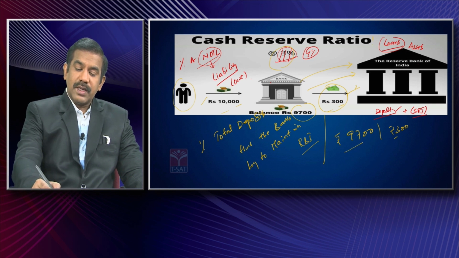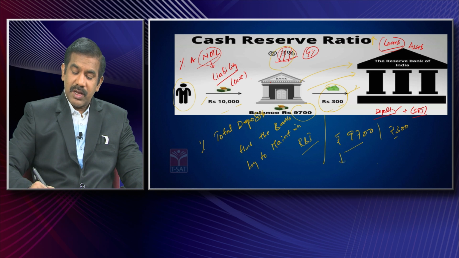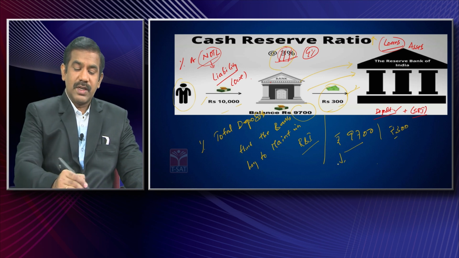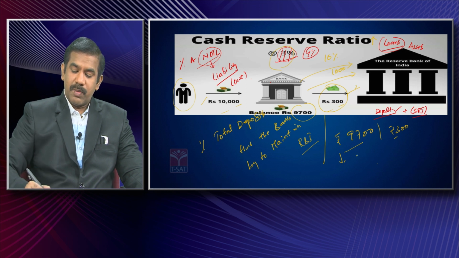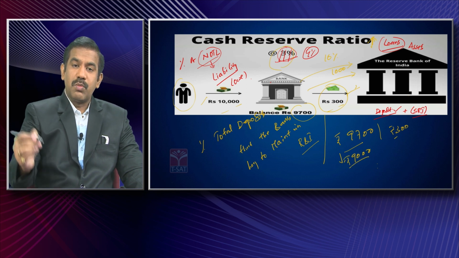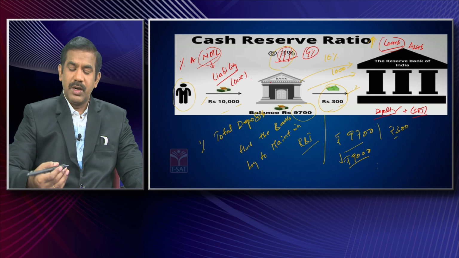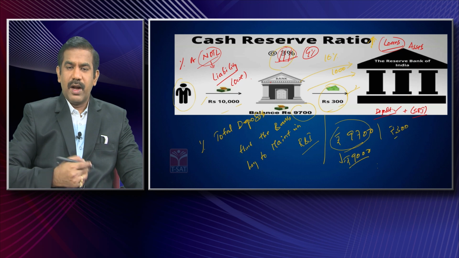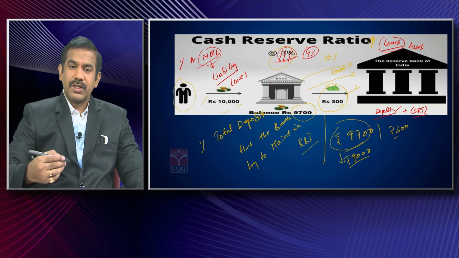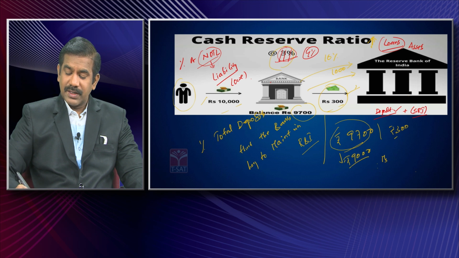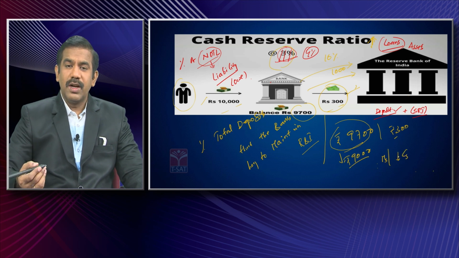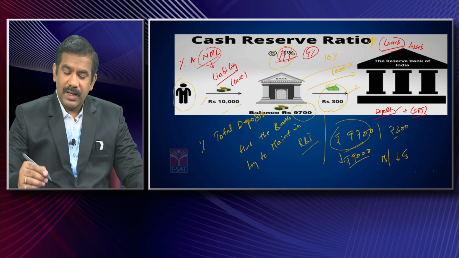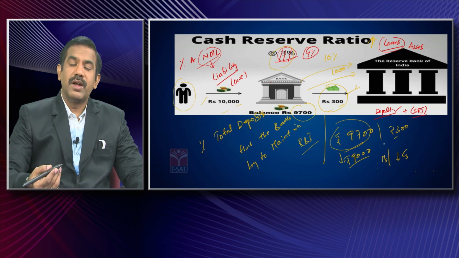So the higher the CRR, the less money the bank has to lend, isn't it? If the CRR is 10%, the bank is bound to maintain 1,000 rupees with the RBI, and it would only have 9,000 rupees to lend. So what does it mean? The higher the cash reserve ratio the bank is expected to maintain, the less money it has to lend, and hence a higher reserve ratio results in less money supply or credit supply. The lower the reserve ratio, the more money it could lend as credit.